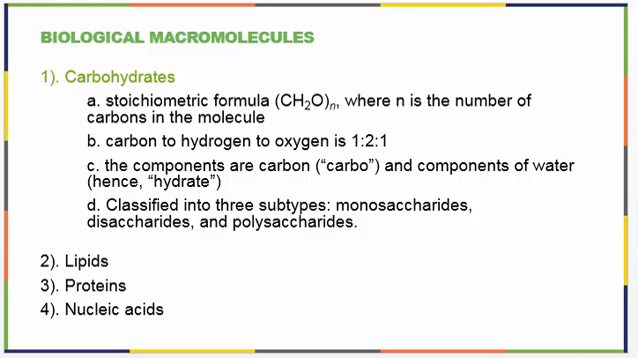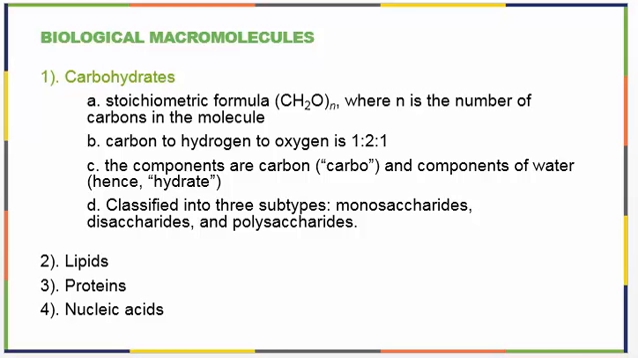So let's start our discussion of specific macromolecules with carbohydrates. All carbs have the same component, and the chemical formula for carbs is written as CH2O and then n. That n tells you just how many times that specific formula is repeated over and over. If that n was a 17, then you would have CH2O repeated 17 times.